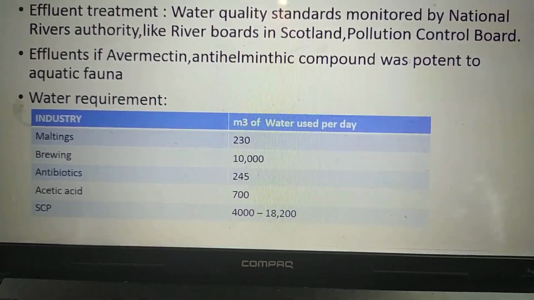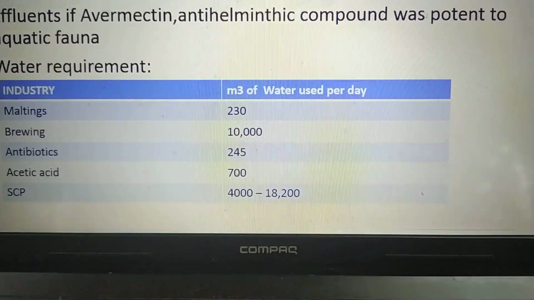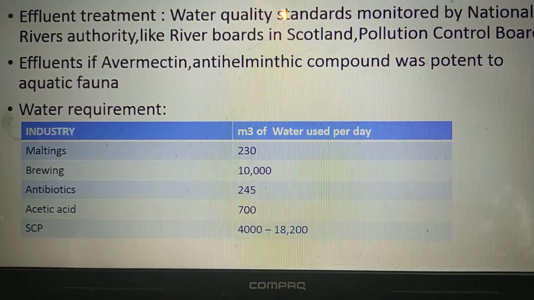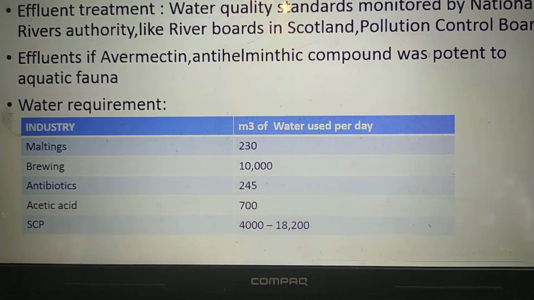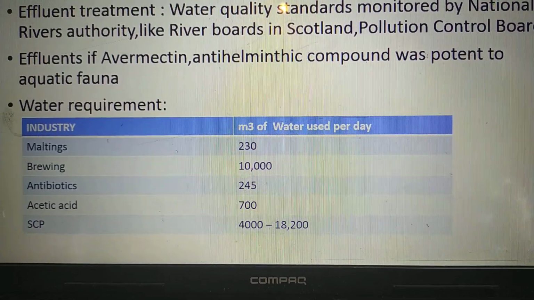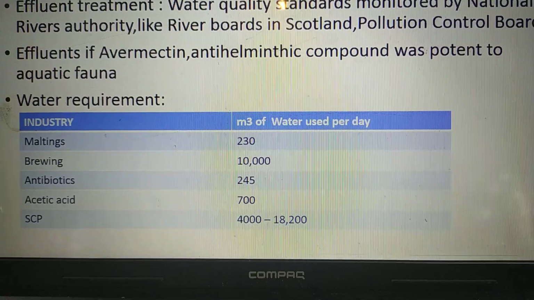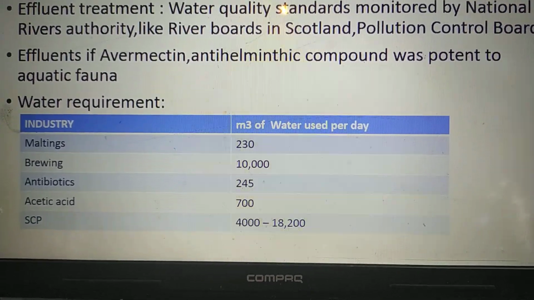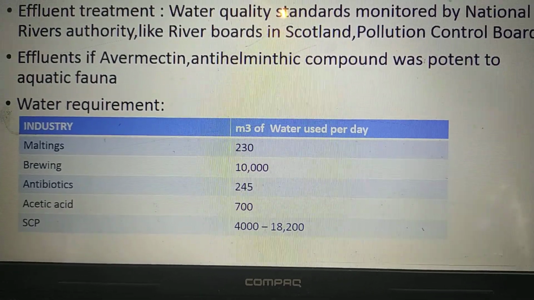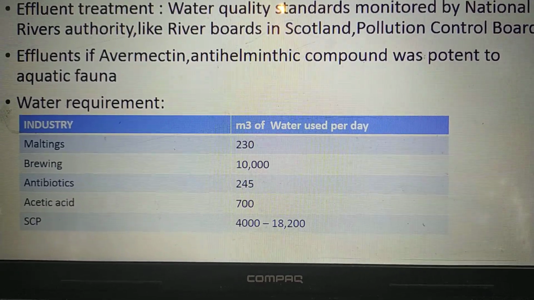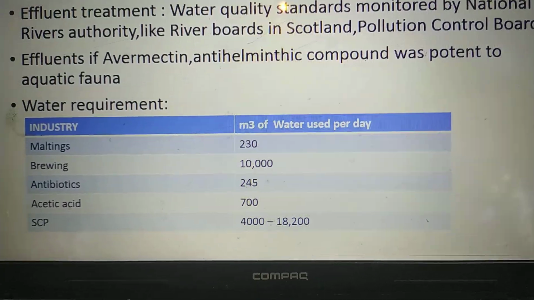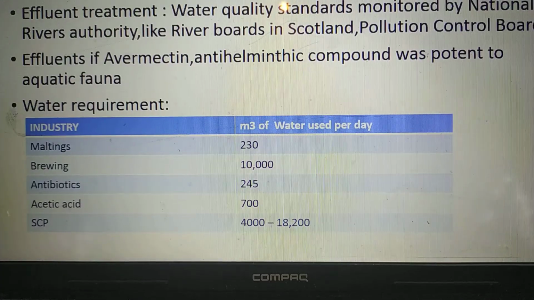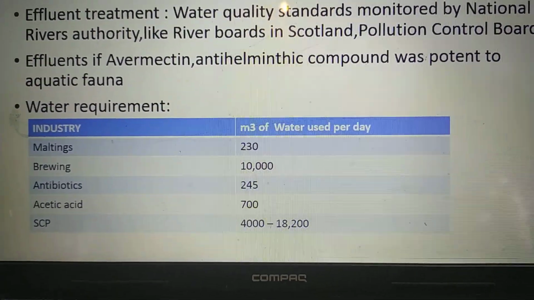Okay, so water requirements also plays an important role. For example, if you consider what is the amount of water used in the industry, you can have a look at it. Maltings, malt preparation require around 230 m³ of water. Brewing 10,000. Antibiotics 245. Acetic acid 700. Look at SCP 4,000 to 18,200 m³ of water per day. So the requirement of water is very high in the industry.